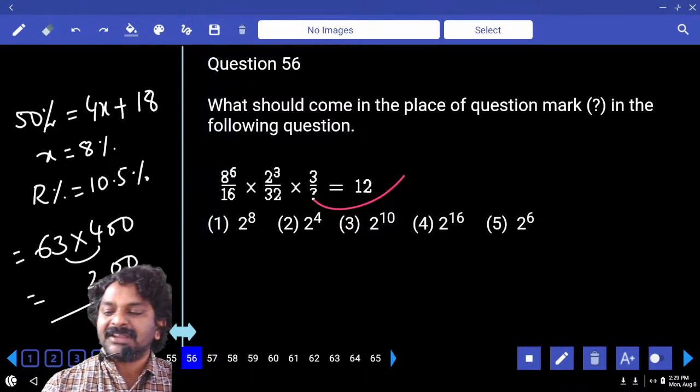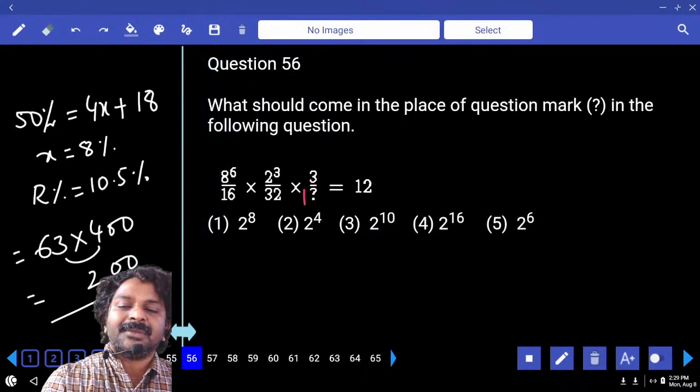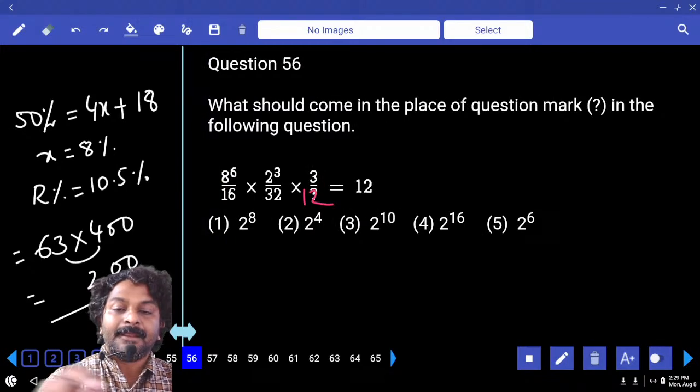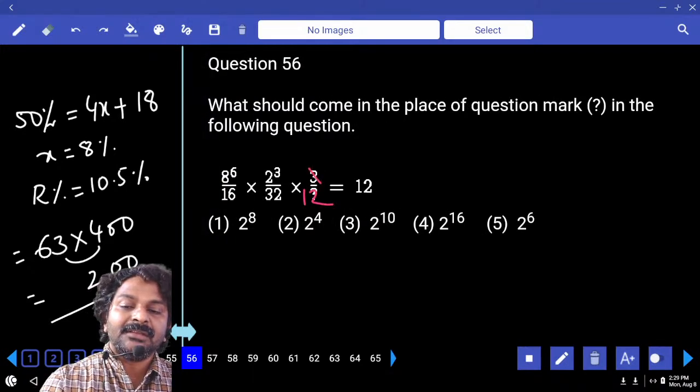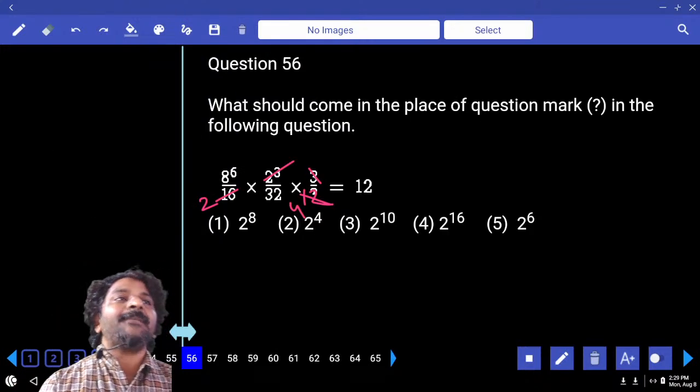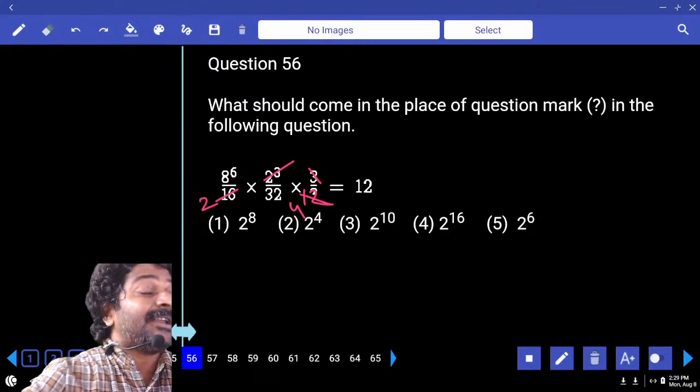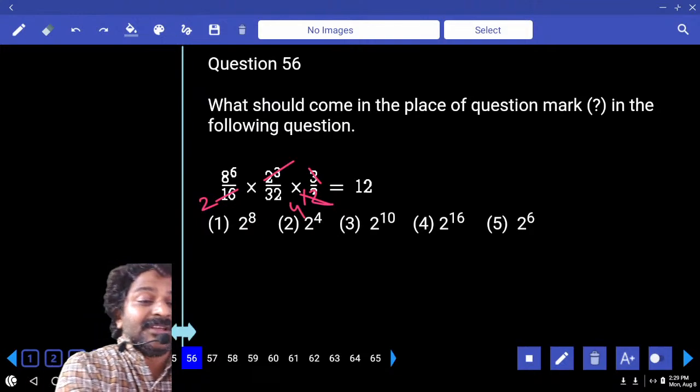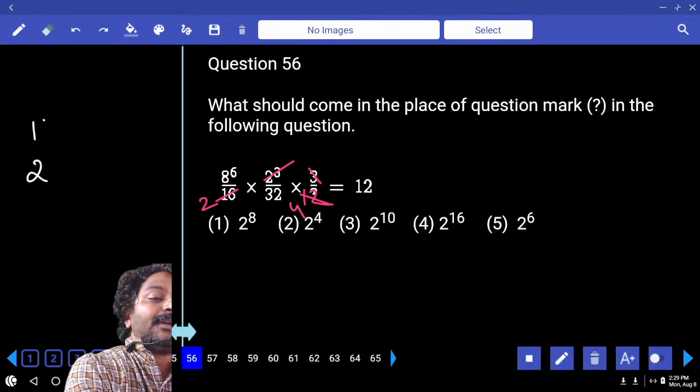X goes to the right hand side and 12 comes to the denominator. Is that okay? Right. 3, 4 times. 2 cube. 8 how many times? 2 times. Now, in the numerator, we have 8 power 6. 8 can be written as 2 cube, to the power of 6. That is 2 to the power of 18.